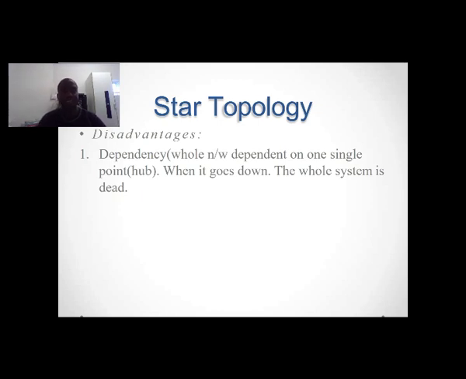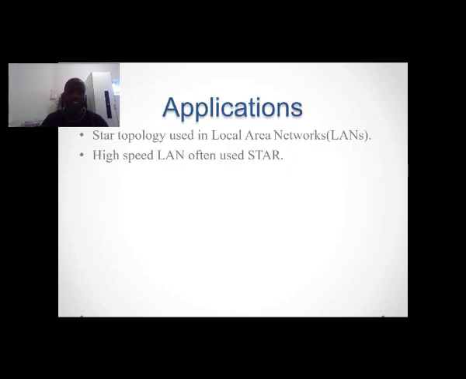So that's why you see sometimes at the bank the network is down. It's because that central part, or where the devices are connected, is not working. So if it's not working, it affects the whole network. So that's the major disadvantage of a star network.